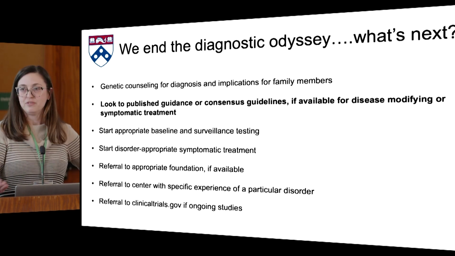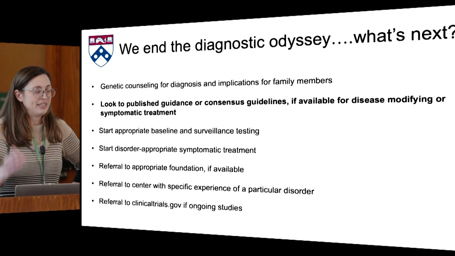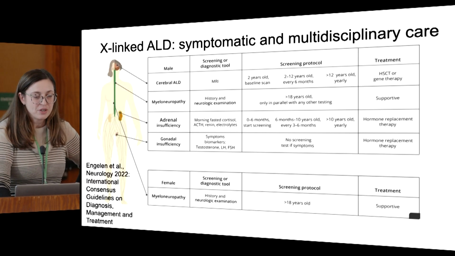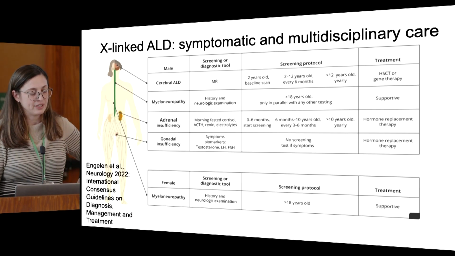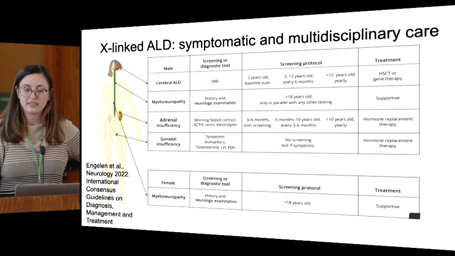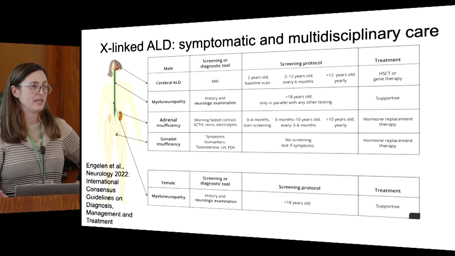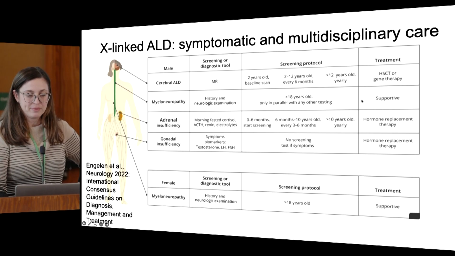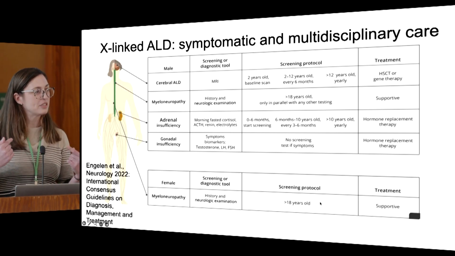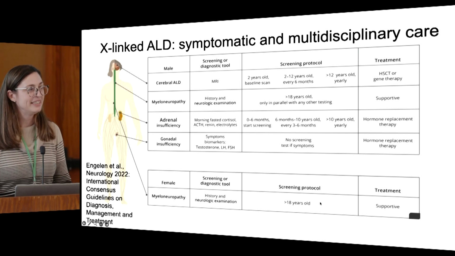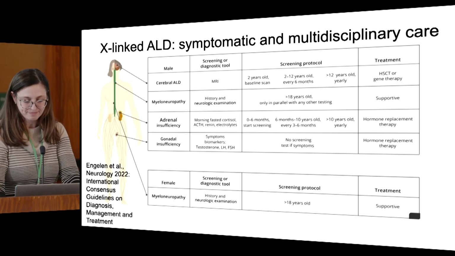So one of the first things that I've learned and I share with others is that there's guidance out there already, right? I don't have to make it up. And so in 2022, there were these international consensus guidelines for X-linked adrenal leukodystrophy for symptomatic and multidisciplinary care. And so I definitely have drawn from this experience, but for someone who sees people that are 18 and older, there's not a lot on here that says, like, this is what I'm supposed to be doing for people, right? Even though it's sort of the implications of what's said there.